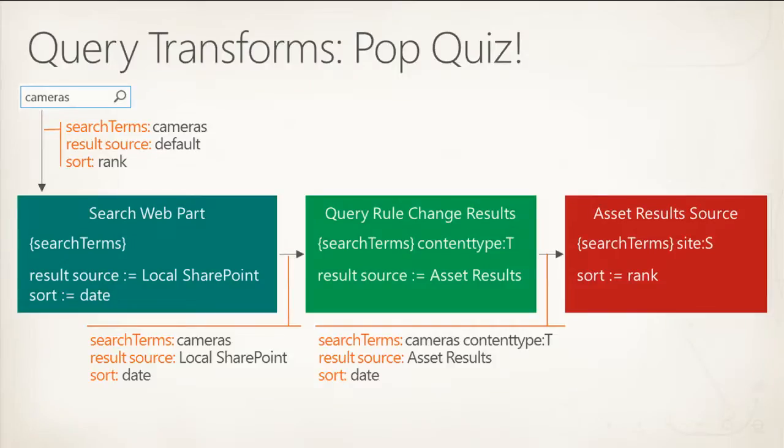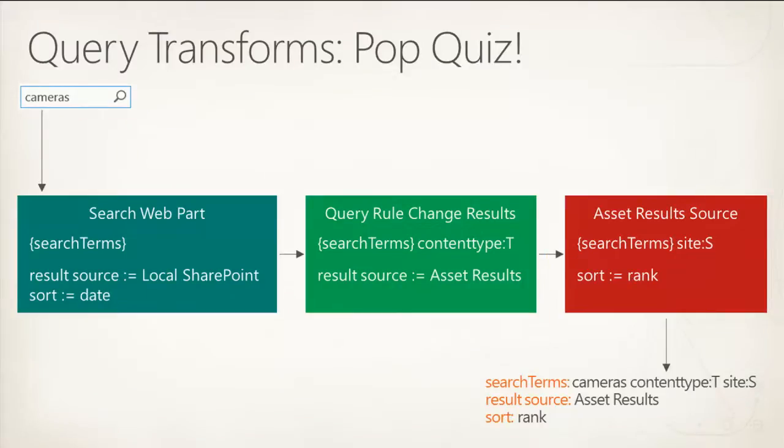Now it hits the result source. What that's going to do is, again, going to replace search terms with whatever is in search terms in the incoming query. That's this whole guy, including the content type restriction. So it's going to take this whole guy and replace search terms with that whole guy plus a site restriction, and it's going to clobber the rank. And so the final query, when all is said and done, that actually gets executed on the system at the end of this user query is cameras plus the content type restriction plus the site restriction with a sort of rank.